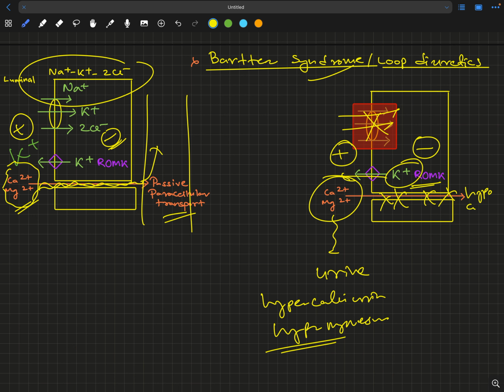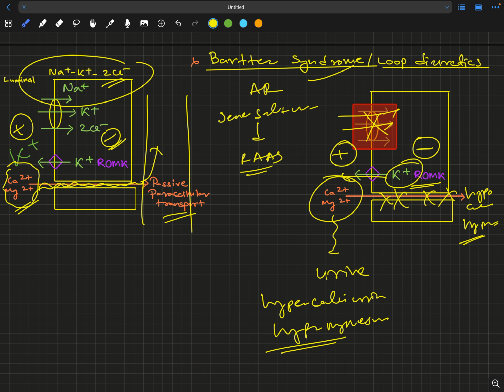So this will lead to hypocalcemia and hypomagnesemia. We can remember it like this: loop loses calcium. And a few more things about Bartter syndrome I have to tell here. Bartter syndrome is an autosomal recessive condition. There is a defect in the sodium potassium 2 chloride channel, and now there will be severe salt wasting. Sodium and water will be lost more in urine. That will lead to a decrease in intravascular volume.